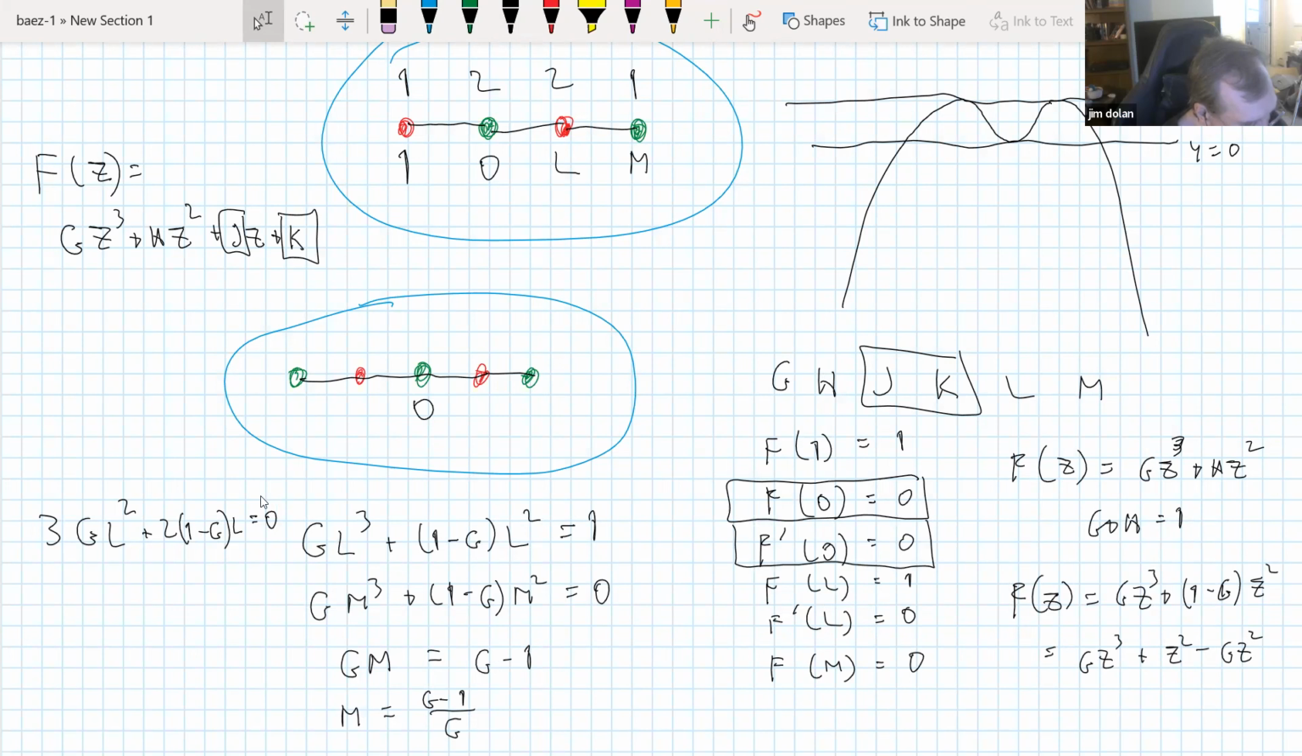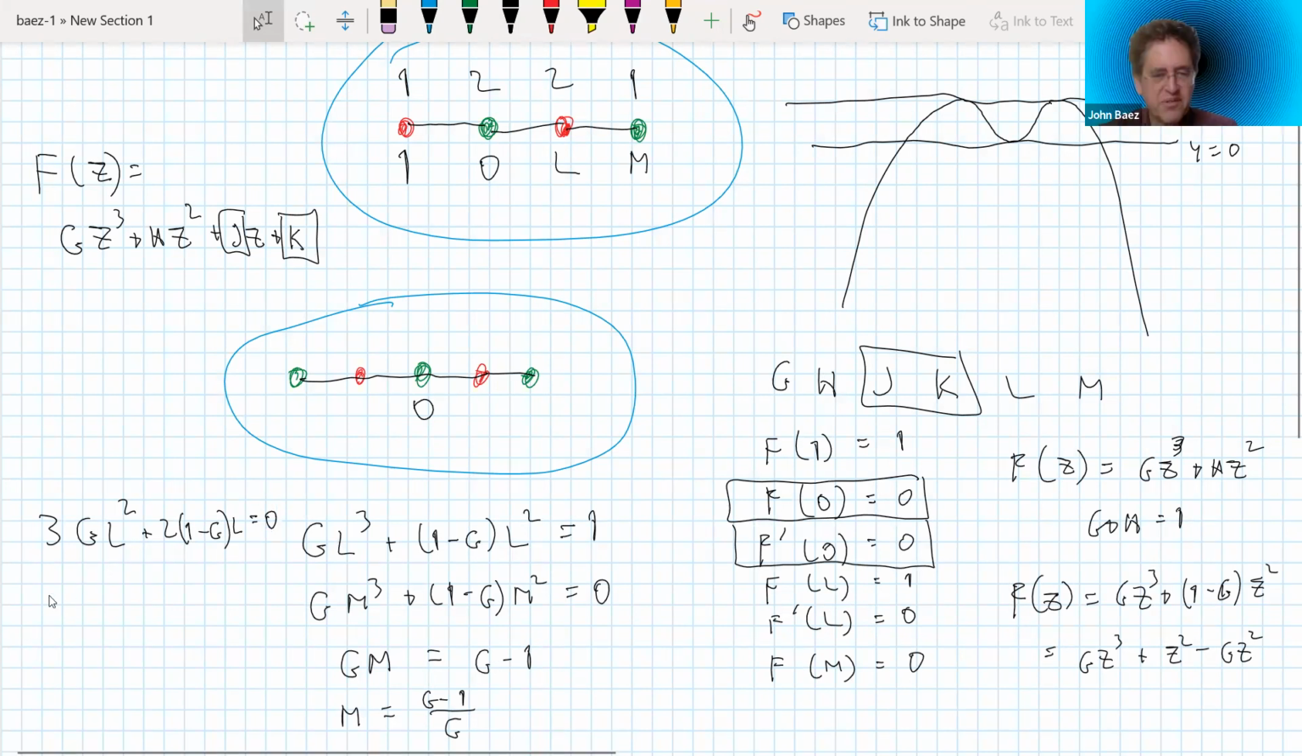And then again, yes, we don't want L to be 0. Agreed. You can factor out that L. And this is actually letting us solve 3GL plus 3GL equals what? You can say equals 2 times G minus 1.